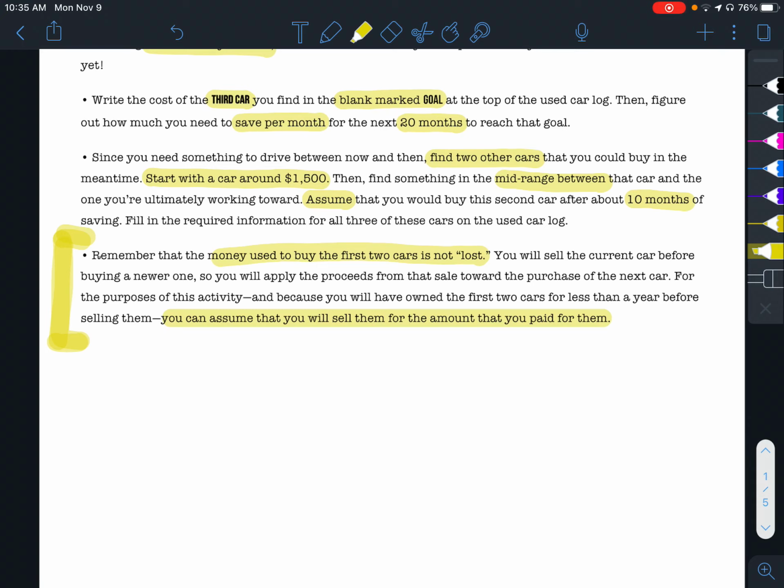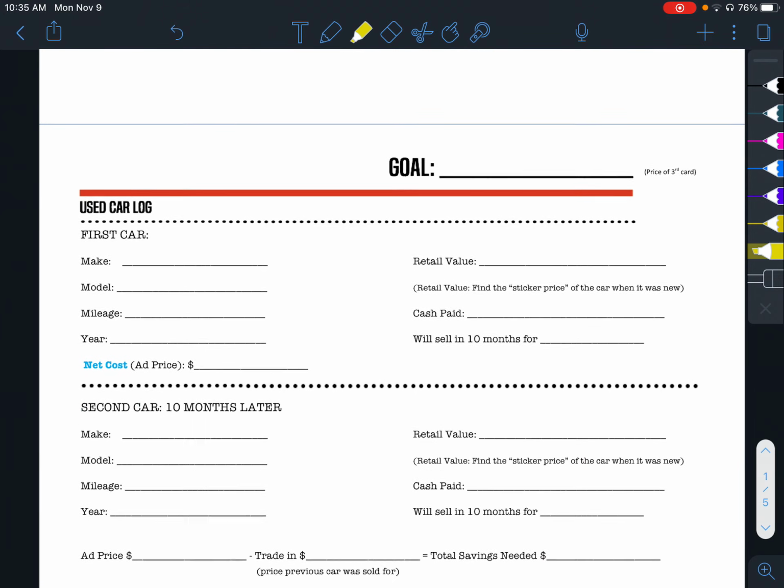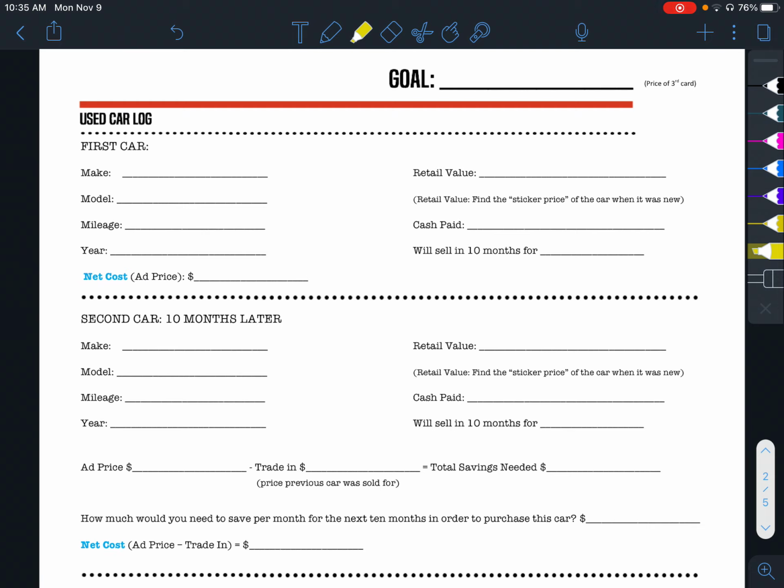So the parameters for this assignment, you're buying a car, 10 months later selling it, buying a car, 10 months later selling it again. If you really do buy a car and just put normal wear and tear on it, don't get in car accidents, and don't drive 40,000 miles in a year, you can pretty much bank on being able to sell that car for pretty much what you paid for it, if not the exact same.